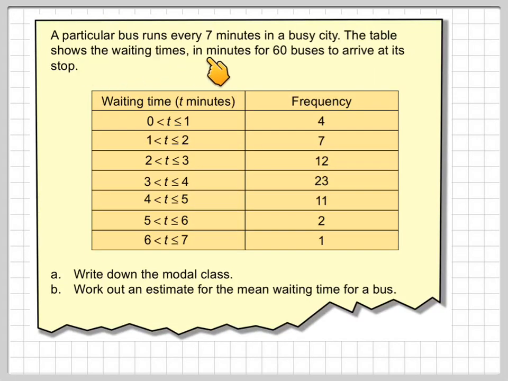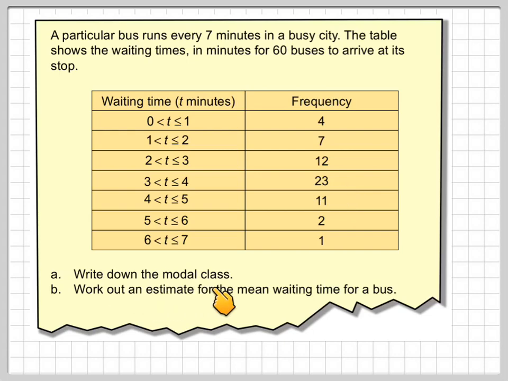A particular bus runs every 7 minutes in a busy city. The table shows the waiting times in minutes for the 60 buses to arrive at its stop. So here we've got the waiting times from 0 to 1, 1 to 2, etc., up to 7 minutes. And these are the number of times they had to wait between 0 and 1. For example, here's the number of times they had to wait between 3 and 4 minutes.